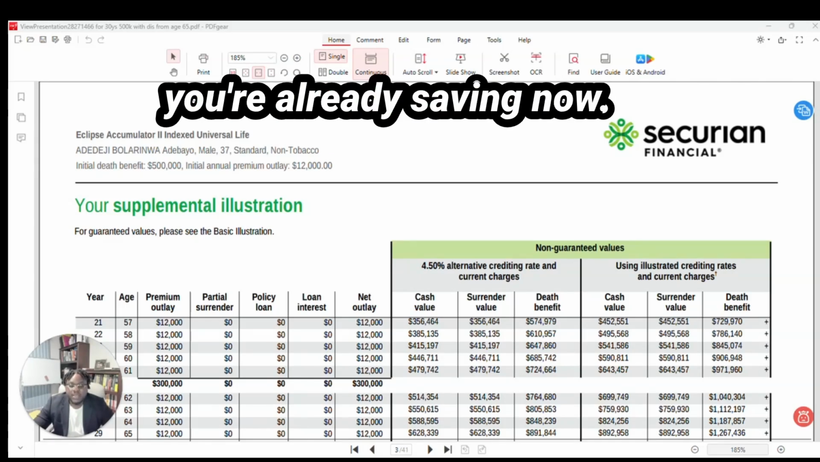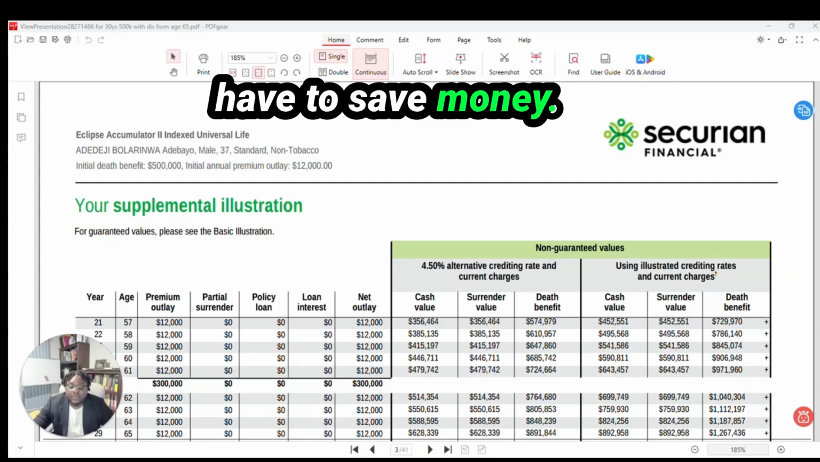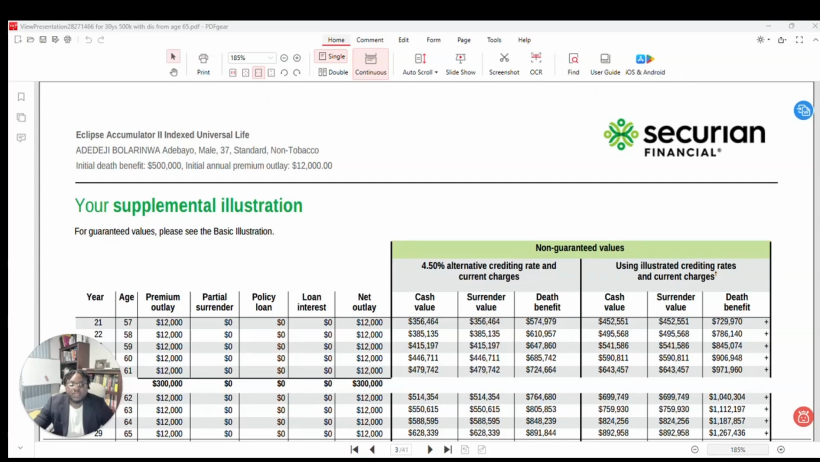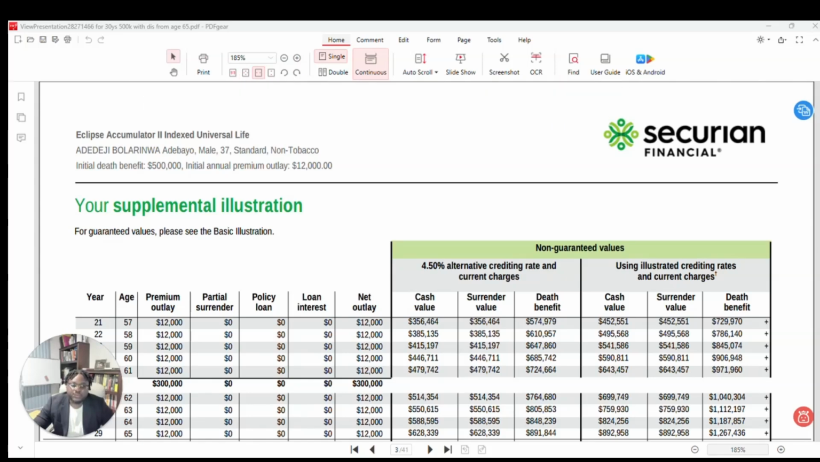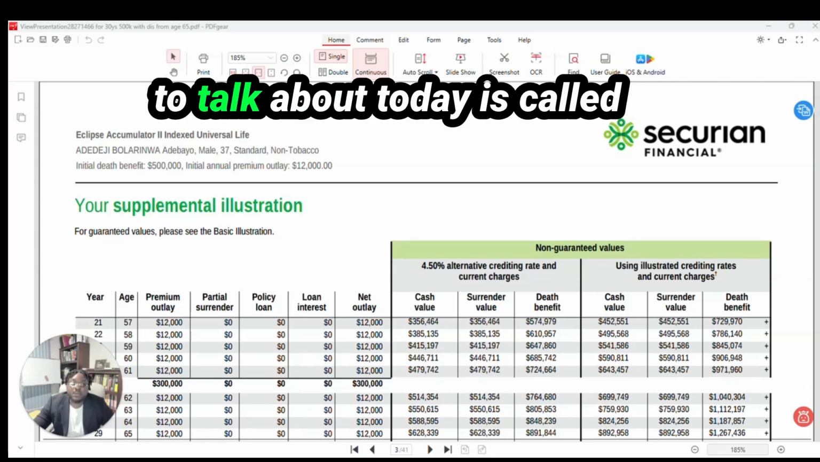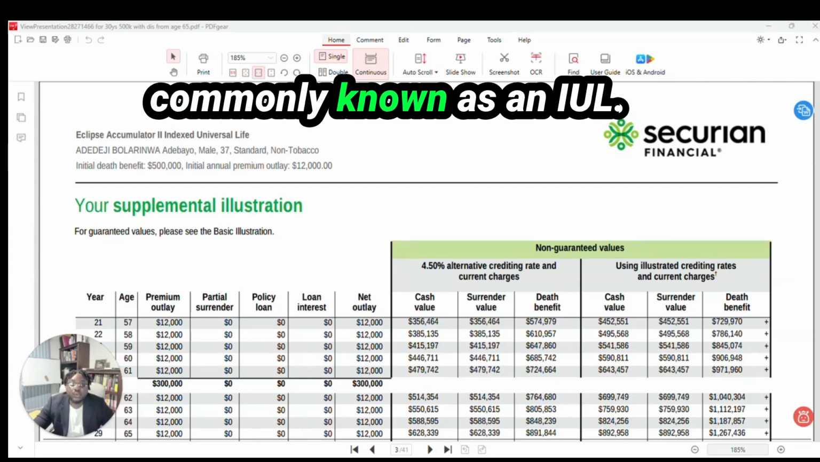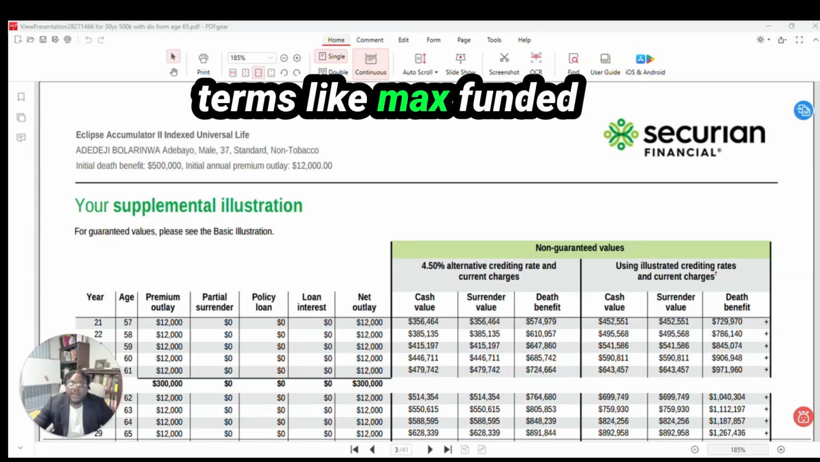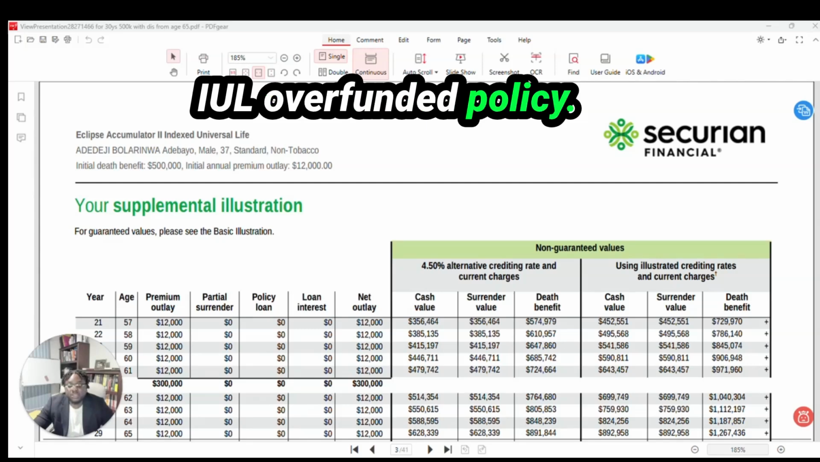already saving. Now, notice what I said. I didn't say you don't have to save money. I said you don't have to save extra money. What many people do is simply reposition money they're already saving into an efficient financial structure. And the strategy we're going to talk about today is called an Index Universal Life Policy, commonly known as an IUL. You may have heard of terms like max funded IUL, properly structured IUL, overfunded policy.